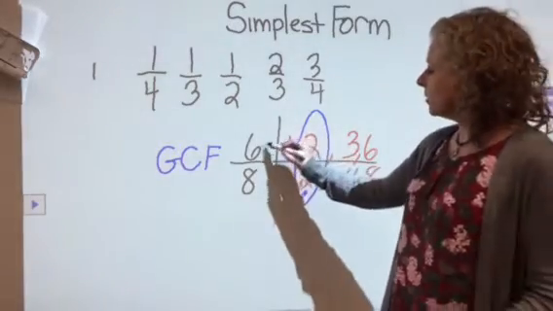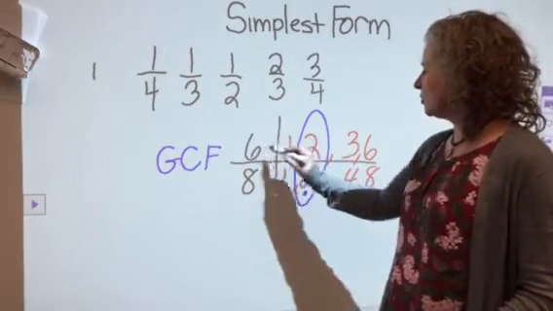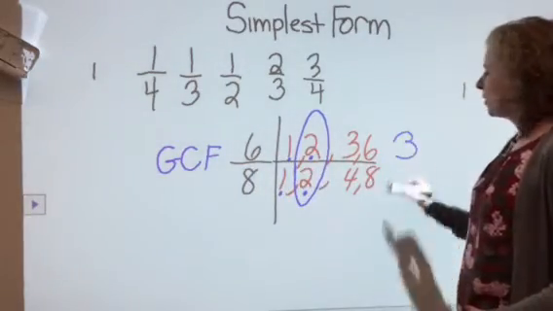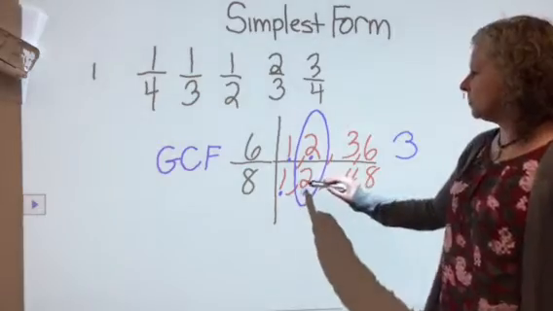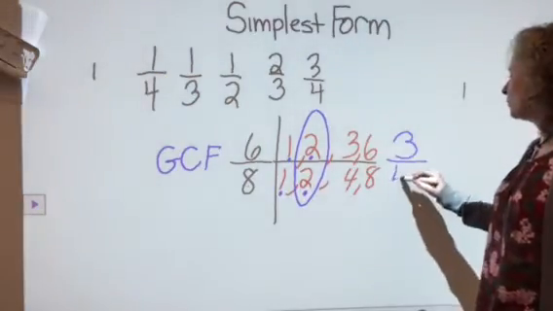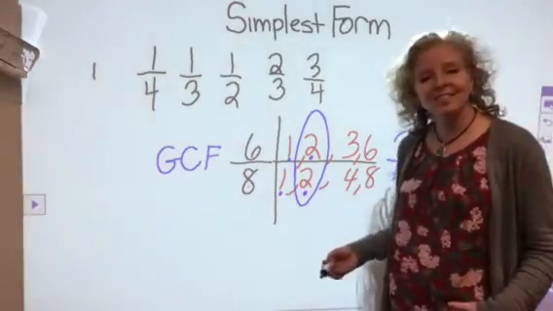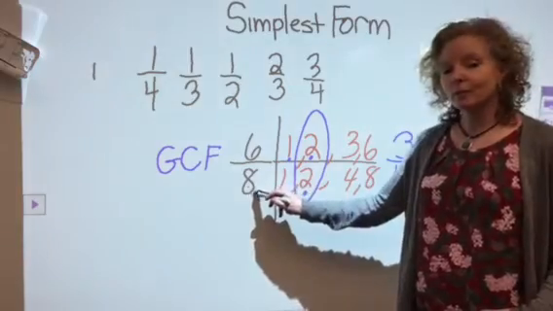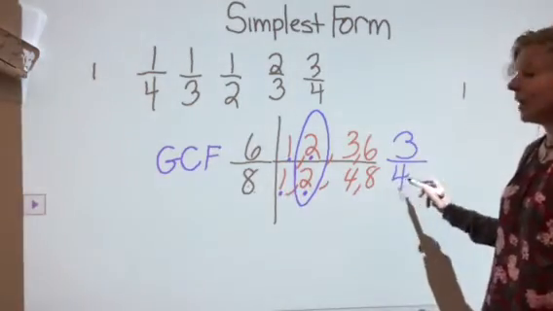So what we're going to do is we're going to say, how many times does 2 go into 6? Well, it goes in 3 times. How many times does 2 go into 8? It goes in 4 times. So guess what I just did? I just put 6/8 in its simplest form, which is 3/4.